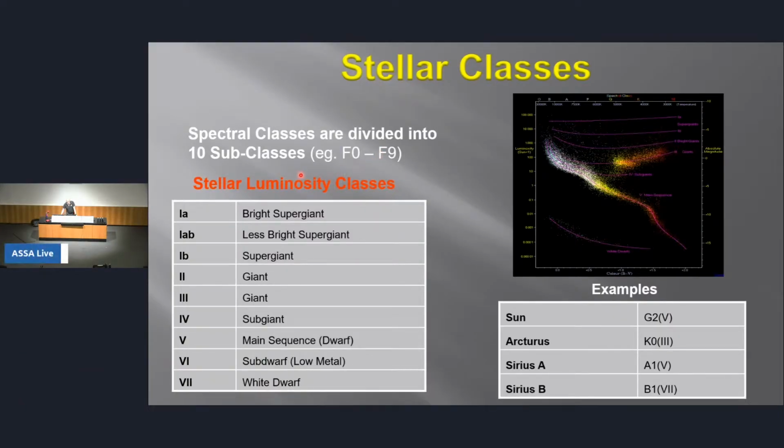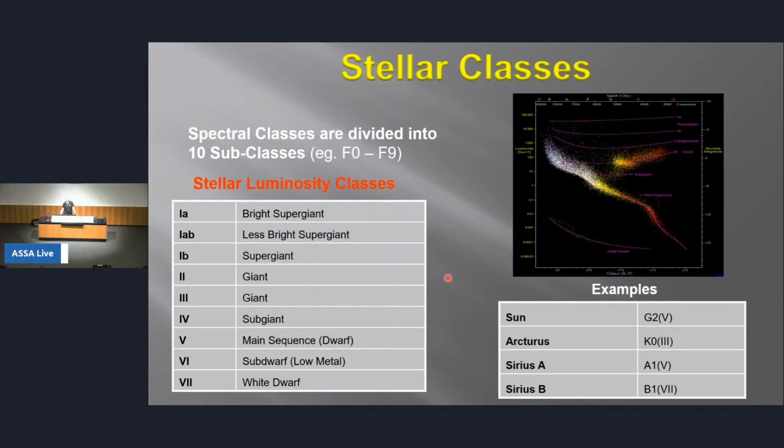There are also stellar luminosity classes. So we have Roman numerals running from 1, which are giants or supergiants. A 2 is a giant. 3 are giants. 4 is a subgiant. 5 are main sequence stars. All main sequence stars are collectively called dwarfs, even the O-class stars. 6 are subdwarfs, which means they have a low metal content, and 7 are white dwarfs.